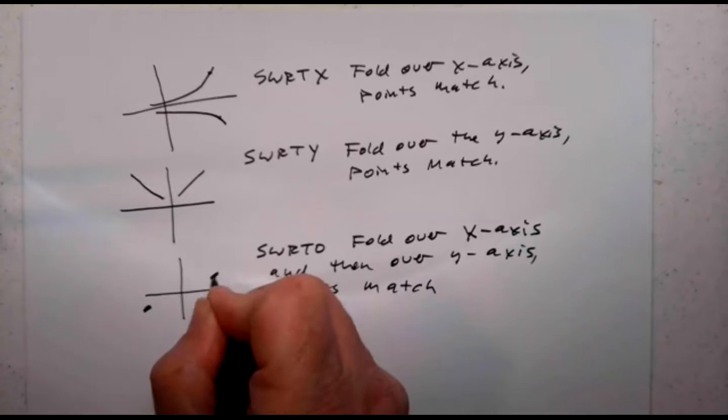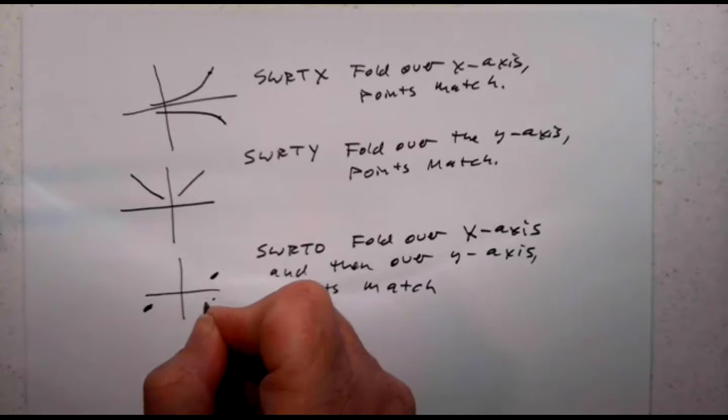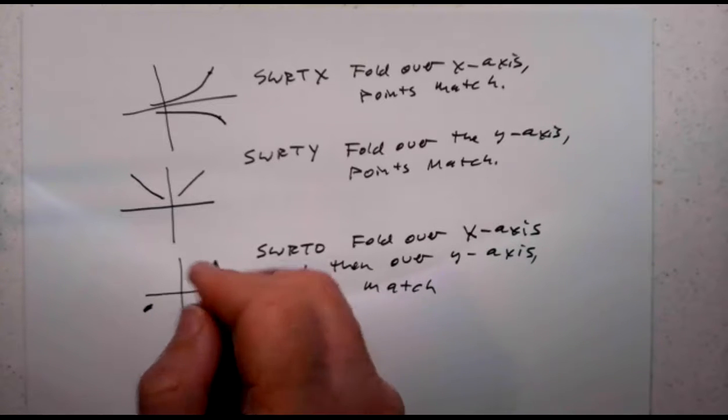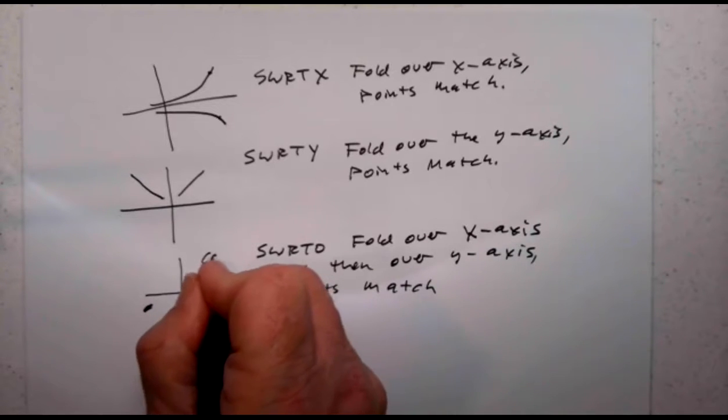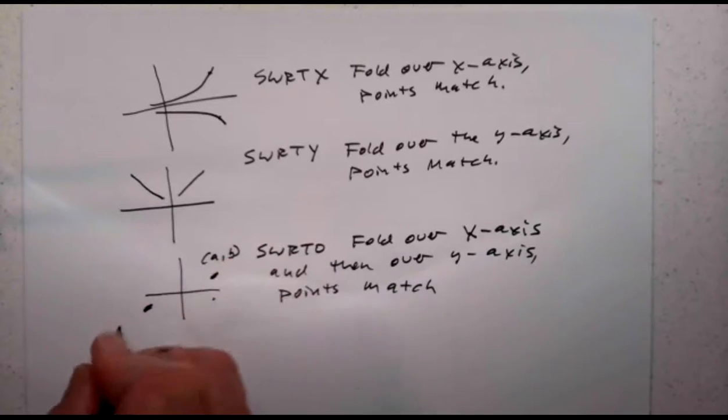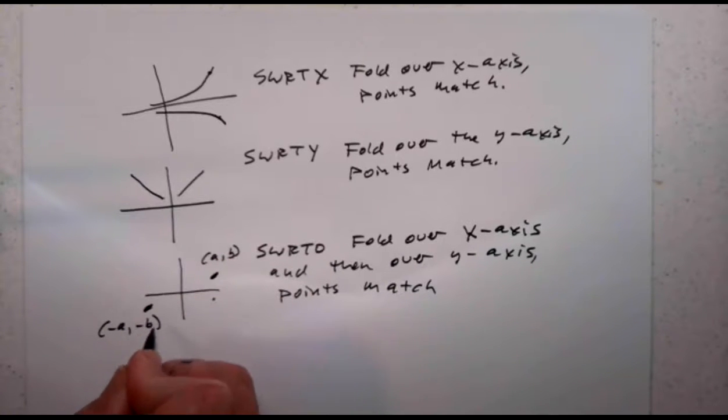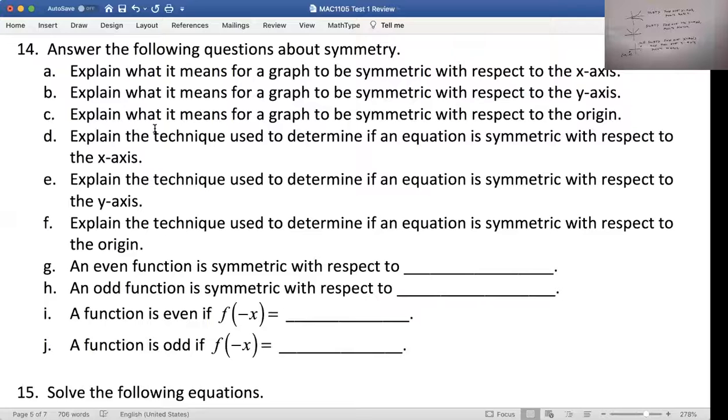So this point would have its partner point over here. So you'll notice that this might be the point (a, b). This point over here is (negative a, negative b). That gives you an idea about how that is going to work. All right, what are they asking next?